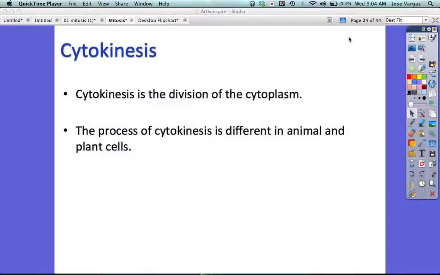Now, that was the end of mitosis. Next, we have something called cytokinesis, which is when we divide and split the two cells. It's different for both animal and plant cells.